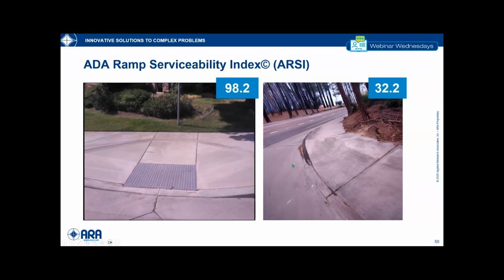This one on the right is 32.2. It's got faulting. It doesn't have truncated domes. The slopes are too steep. It doesn't have a landing at the top. The bottom is questionable whether or not it has a space to turn around. So definitely a very poor ramp. But again, it's functional, but this one is dangerous because if you're sitting on this ramp, you're going to roll into the street. So it definitely is a dangerous and unusable ramp for most people that have disabilities.